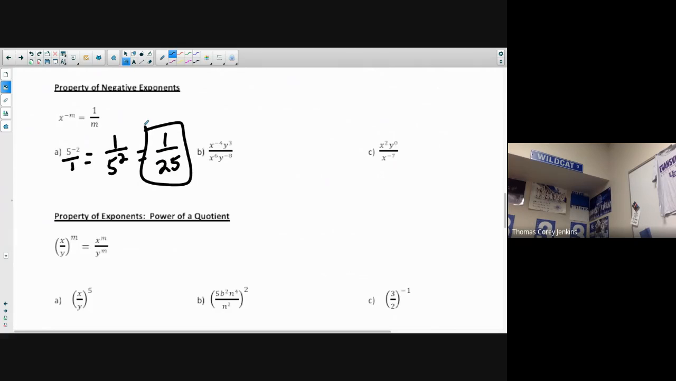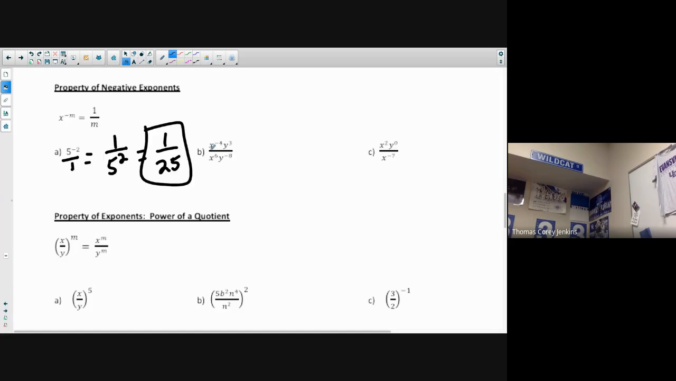to 1/25th, right? If you just punch that into your calculator, it's going to say it's equal to 0.04. I think that's right, because that's what 1/25th is equal to, right? So let's do a little bit tougher one.